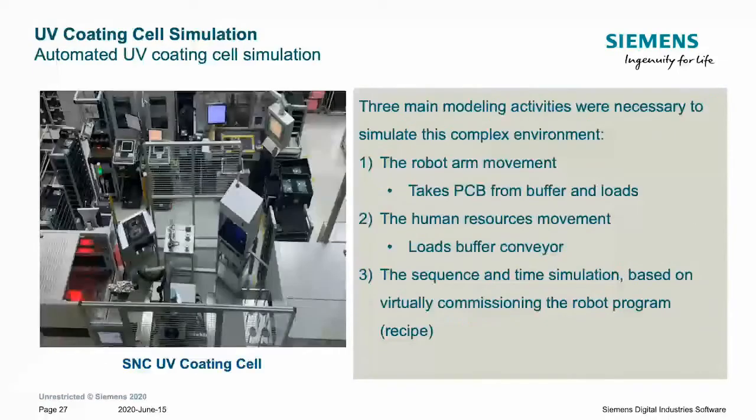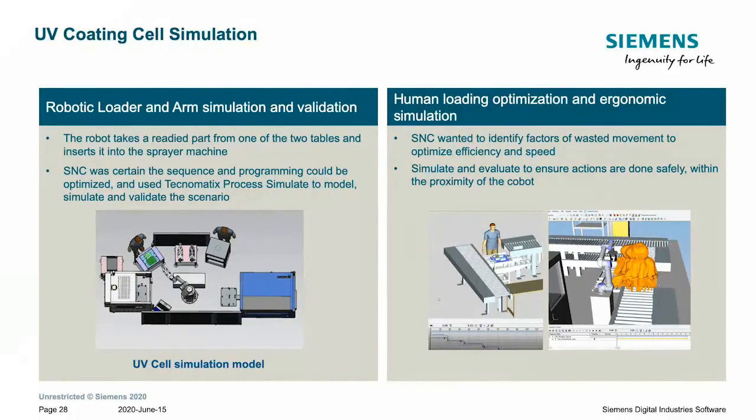In our final study, we modeled an automated UV coating cell. This cell was designed by an external vendor with an automated loading arm, the robot, and human resources supplying the material to the cell. It closely resembles a semi-automated work cell. The robot takes a ready part from one of the 2 tables and inserts it into the sprayer machine. The vendor provided the model for the robot arm, so we implemented the model and imported the recipe from the vendor into the software directly so we can run our simulation study.